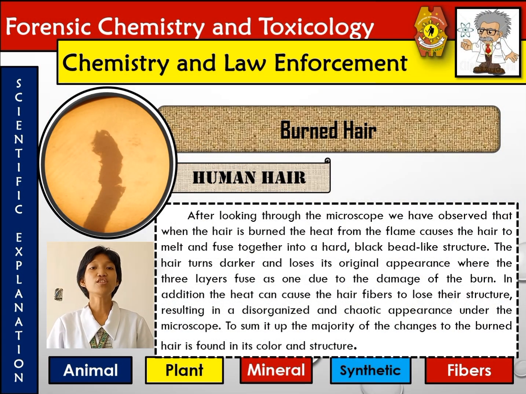Burned hair. After looking through the microscope, we have observed that when the hair is burned, the heat from the flame causes the hair to melt and fuse together into a hard, black bead-like structure. The hair turns darker and loses its original appearance, where the three layers fused as one due to the damage of the burn. In addition, the heat can cause the hair fibers to lose their structure, resulting in a disorganized and chaotic appearance under the microscope. To sum it up, the majority of the changes of burned hair is found in its color and structure.